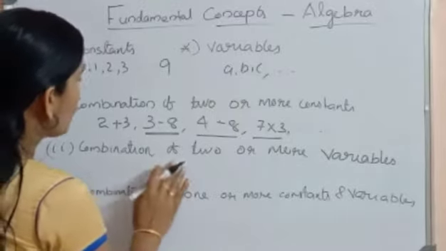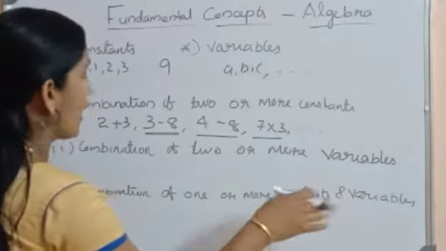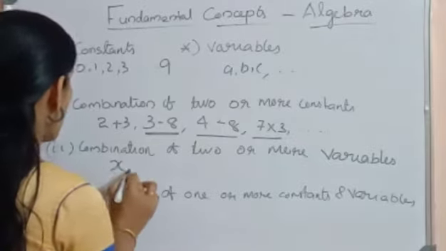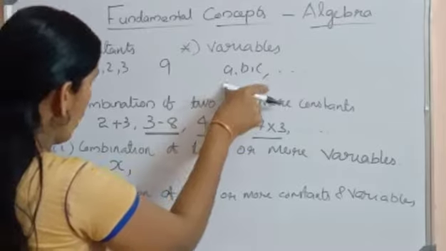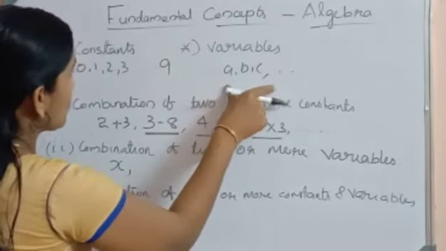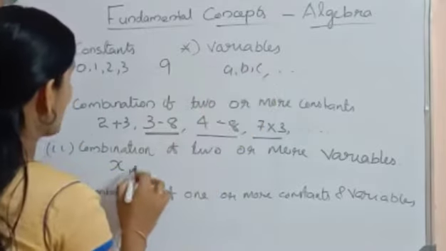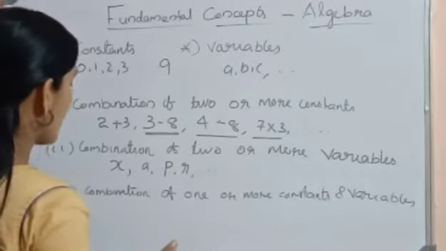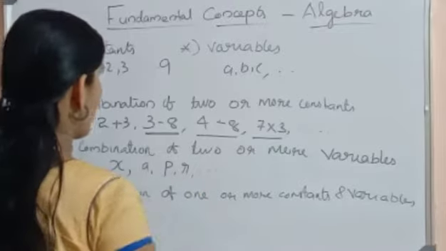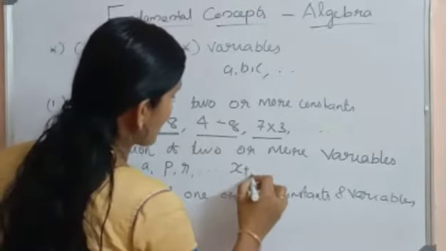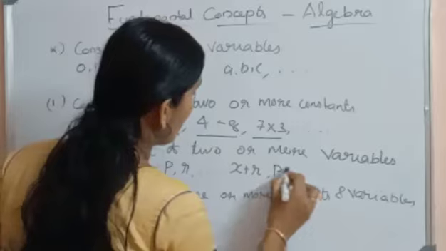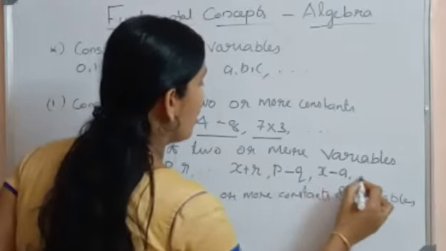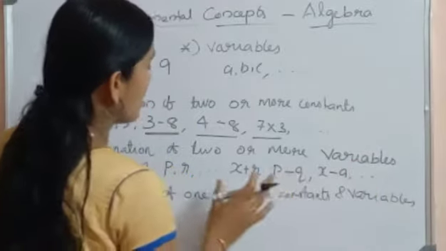The combination of two or more variables is again a variable itself. Consider some of the variables. X, as I have told you, we use the letters of the English alphabet to represent the variables. Here X, A, P, R, etc. are the variables we can consider. If you consider the combination of the variables, let's consider X plus R, P divided by Q, X minus A.